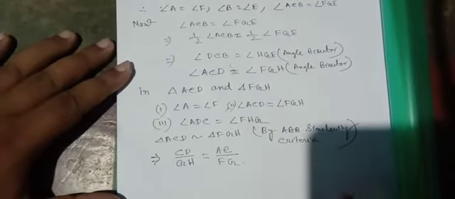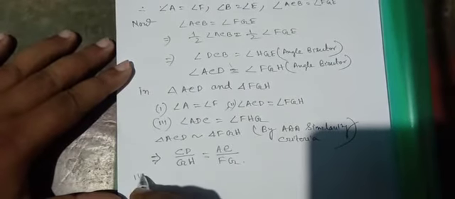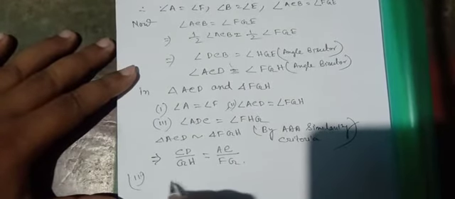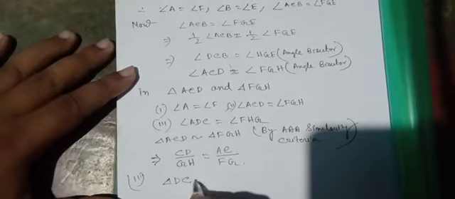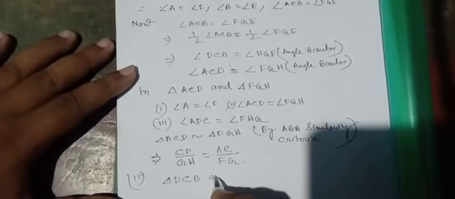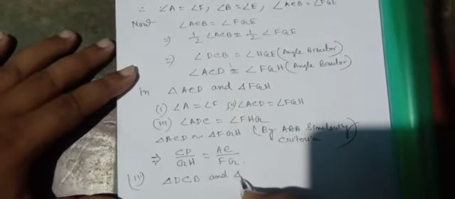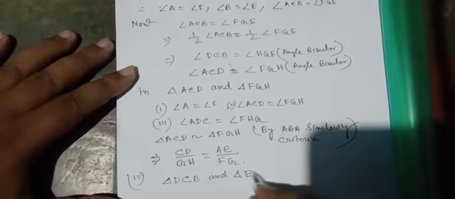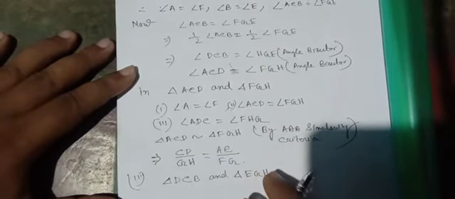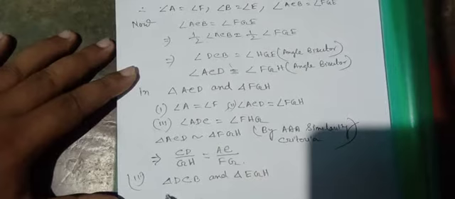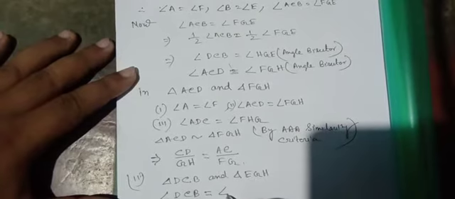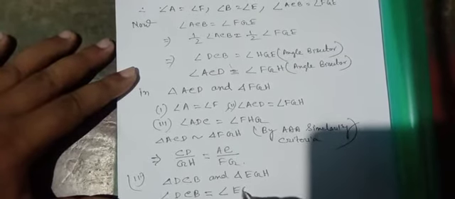Next come to the second one. Second one, triangle DCB and triangle EGH. Angle DCB is equal to angle EHG, or EGH.